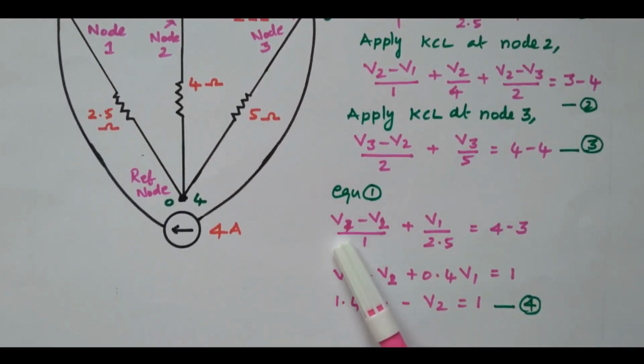Equation 1 is (V1 minus V2) divided by 1 plus V1 by 2.5 equal to 4 minus 3. So (V1 minus V2) by 1 means V1 minus V2. V1 divided by 2.5 means 0.4 V1. This 1 divided by 2.5 is 0.4. That is equal to 4 minus 3, which means 1. Right? So here V1 is available, here 0.4 V1 is available. So 1 plus 0.4, 1.4 V1 minus V2, that is equal to 1. We will take this as equation number 4. Now equation 1 is simplified and given the number 4.